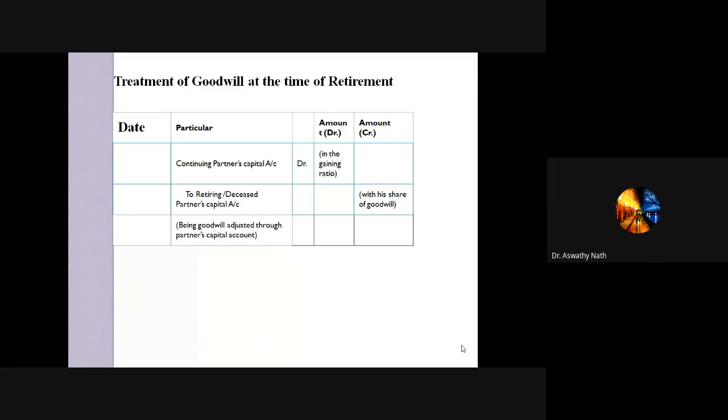So the journal entry is: the continuing partners' capital accounts are debited, in their gaining ratio, and the retiring or deceased partner's capital account is credited. So this is the journal entry, or the treatment of goodwill, at the time of the retirement or the death of a partner. Okay.